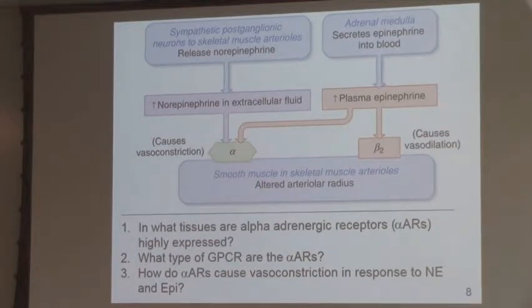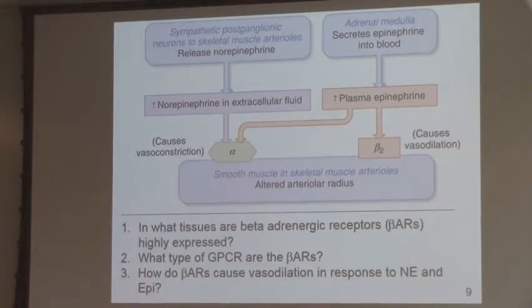Okay? No? Okay. Let's talk about beta adrenergic receptor. How many of you got a chance to wrestle with this one? Because I'll give you a hint. This one's tricky. Let me give you a few more minutes to work on this.